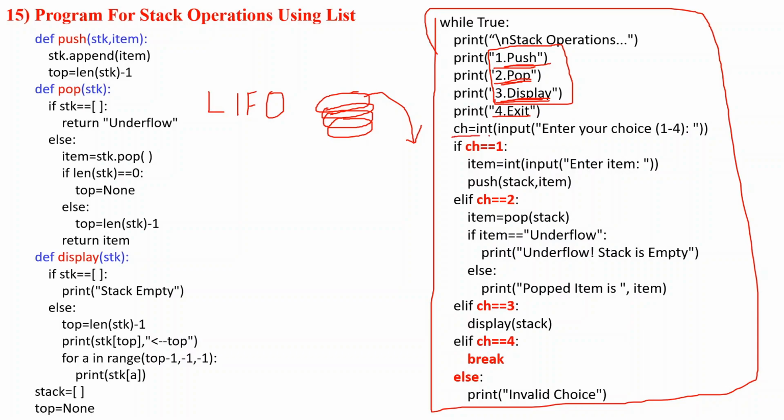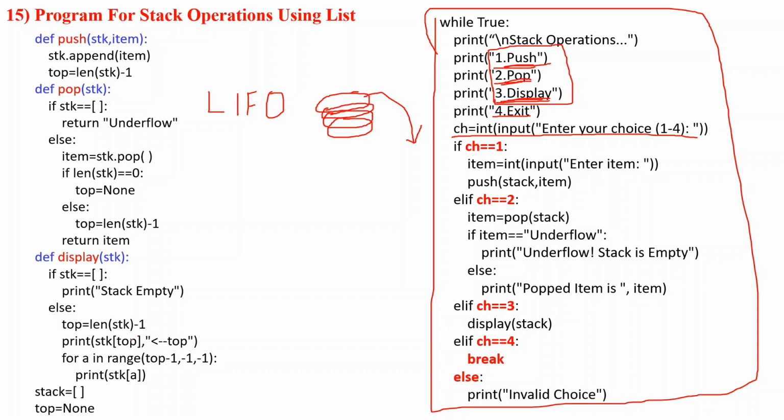And the user is going to enter one number. If the user gives one, we should be able to push one value into the stack. If the user gives two, it should remove one element from the stack. If the user gives three, it should display the elements of the stack.